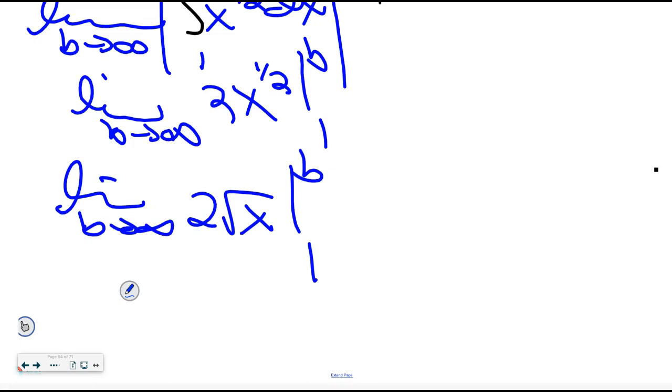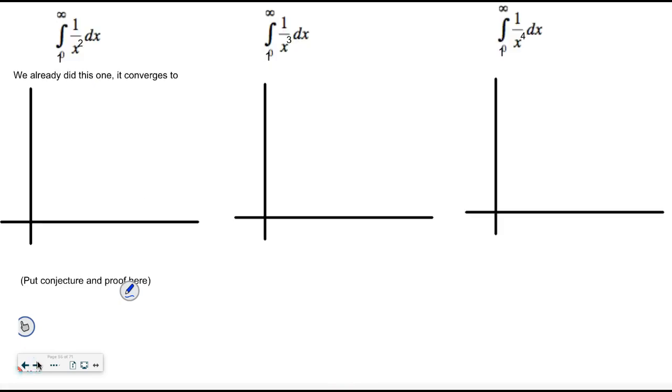What do you think 2 root infinity is? Infinity minus 2. What is it? Infinity. This one diverges. I knew I was going to, though. Okay? Now we're going to play with it one last time. We already did this one, so I'm not going to redo it. It converged to 1. Go ahead and write that down.